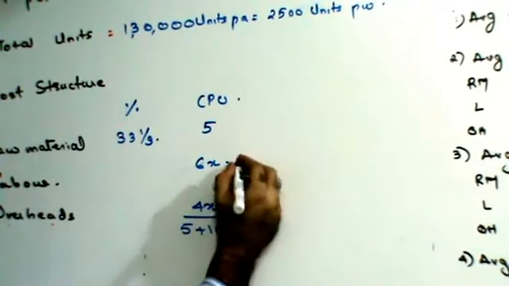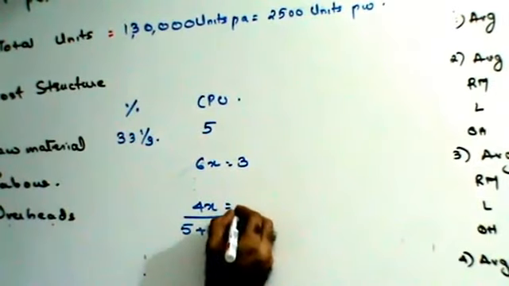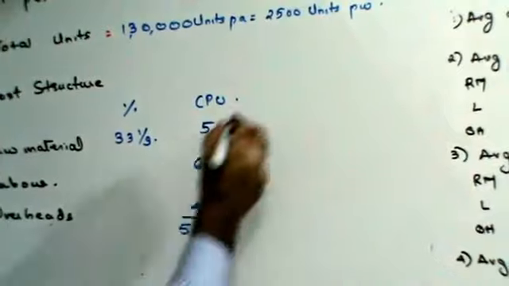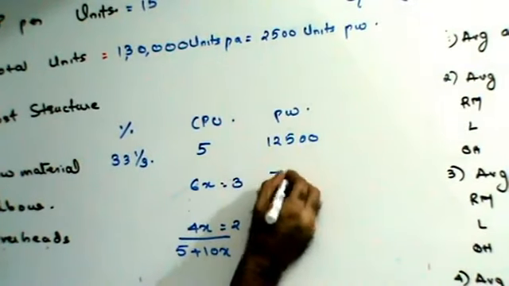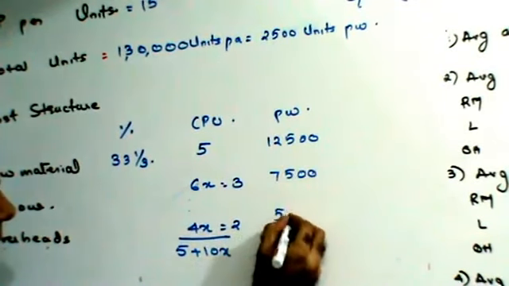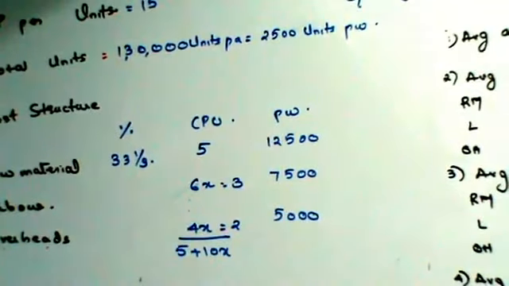Labor will be 6 into 0.5, which is 3. Overheads will be 4 into 0.5, which is 2. Now I can get the per week figures: 2,500 units times 5 is 12,500, times 3 is 7,500, times 2 is 5,000. Fine, do we get the same? Clear? Now let's start with the sum.